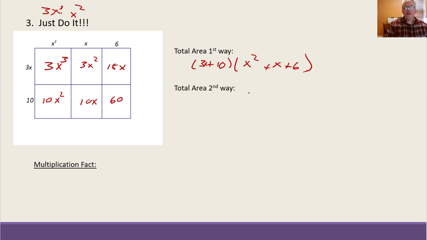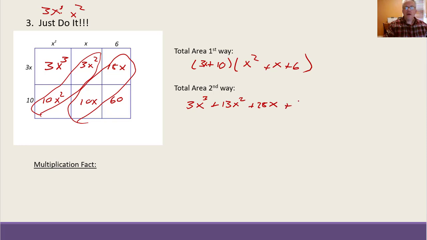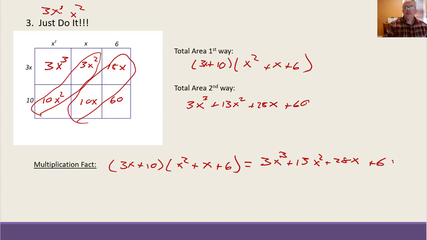Okay, so the area the second way is what we get when we add these up. We have 3x cubed. We can add up these two. That'd be 13x squared. We can add up these two, which would be 28x. And then we have the constant 60. Okay, so we have this amazing fact. 3x plus 10 times x squared plus x plus 6 equals 3x cubed plus 13x squared plus 28x plus 60.